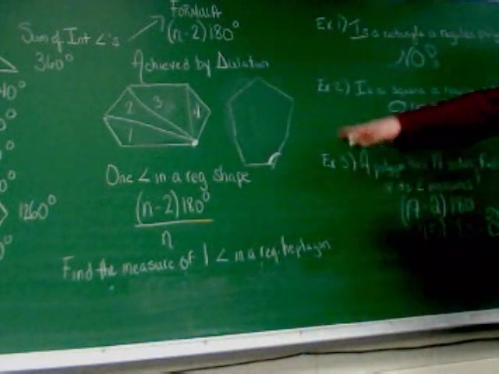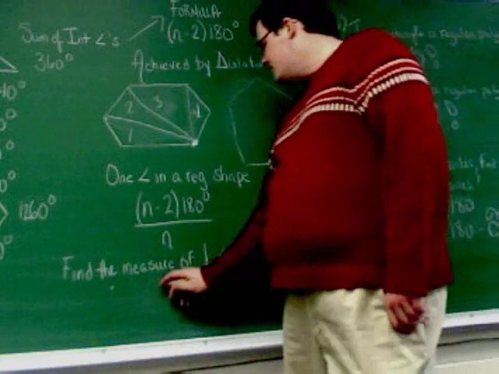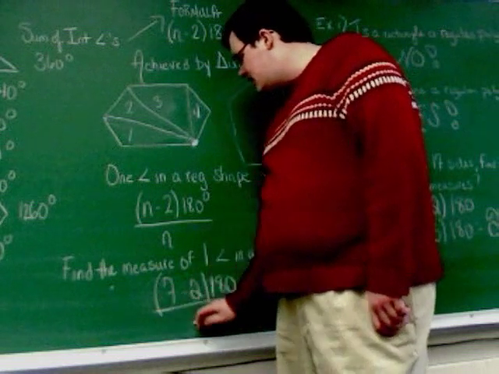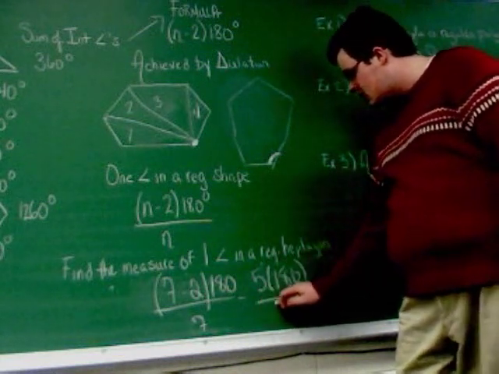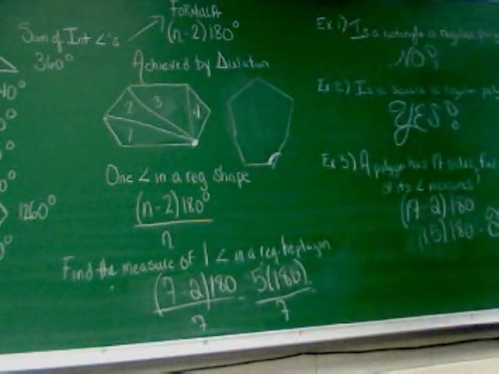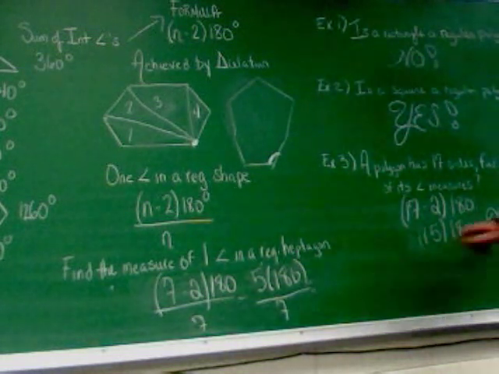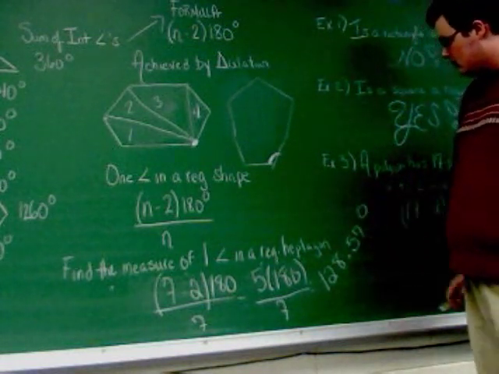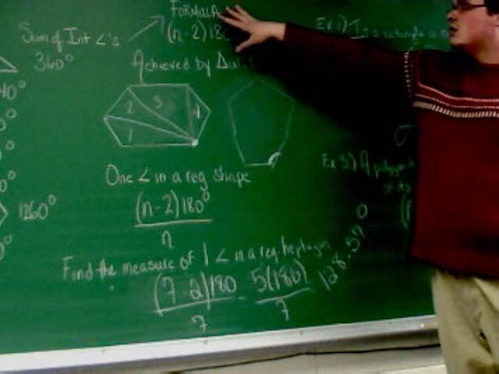A regular heptagon has 7 sides, so I'm changing n into 7. I'm doing 7 minus 2 times 180 divided by 7. That's the same as 5 times 180 divided by 7. And you divide that out and you get 128.57 degrees. But that's, again, only if they want to know one angle. If they want to know all of them, I use that. Okay.